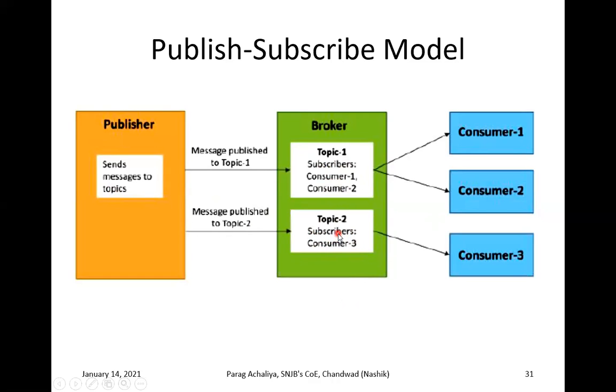Consumer 3. That's why that message is sent to consumer 3 by this second subscriber, which is received from the publisher. So this is your publish subscribe model. In terms of your publish subscribe model, there is only your what? Publisher and subscriber will be there, and the subscriber will send it to the consumer.